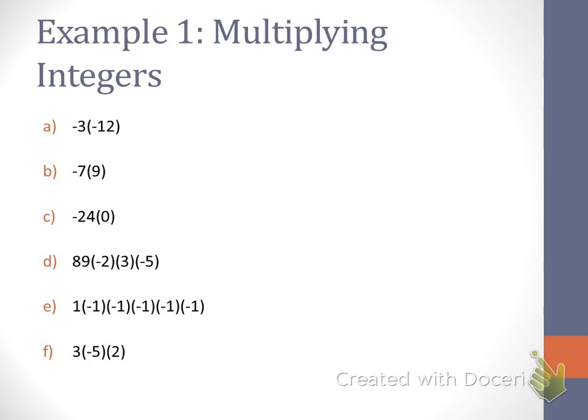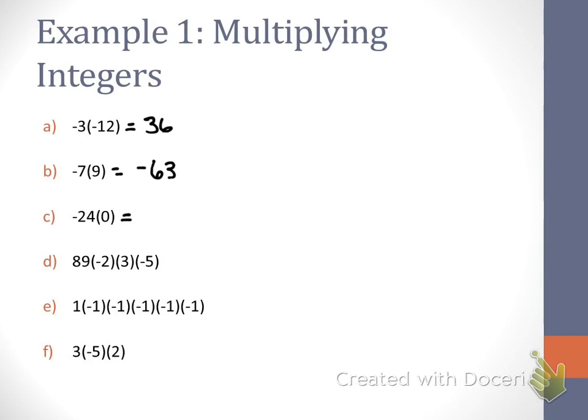All right, so let's look at number 1 now. How many negatives do I have in 1A? 2. So is my answer positive or negative? Positive 36. What about B? How many negatives do I have? 1. So is my answer positive or negative? Negative 63. I want you to try to solve the rest of them, and then we'll go over it.